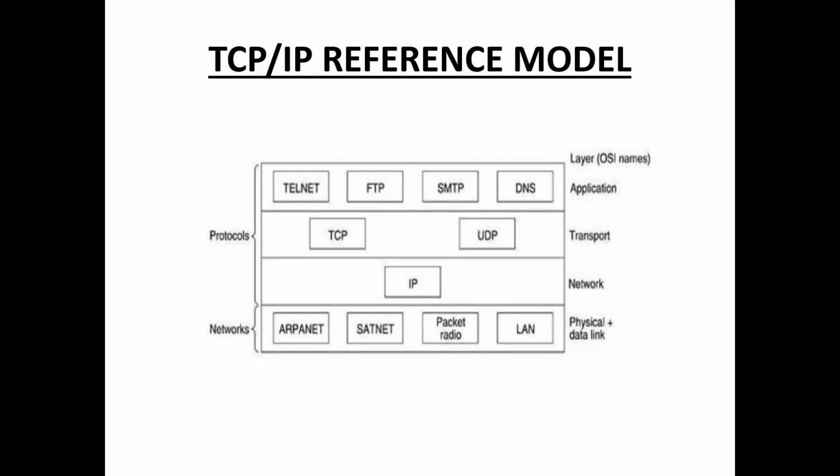Next one, TCP. TCP is a connection-oriented service. TCP is a reliable protocol as it detects the error and retransmits the damaged frames. So TCP is a reliable protocol and UDP is an unreliable protocol. These two protocols are present in the transport layer. TCP finds the error and retransmits the damaged frames, but UDP finds the error but does not specify the error.